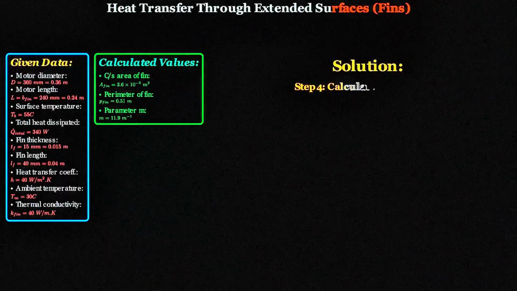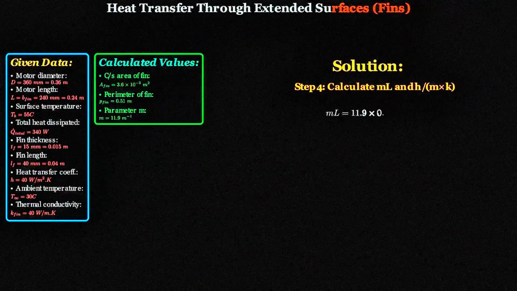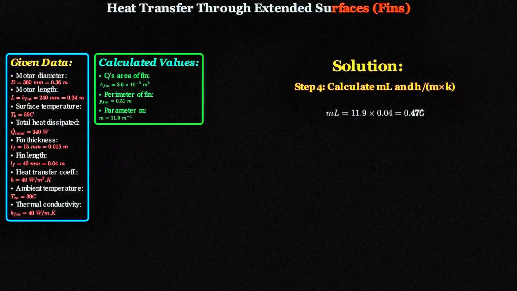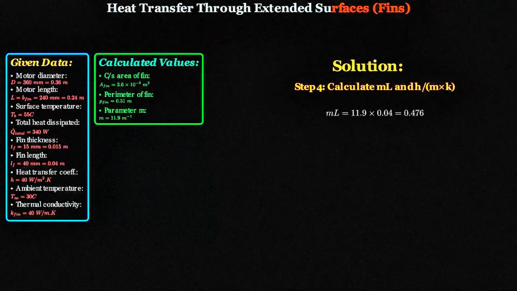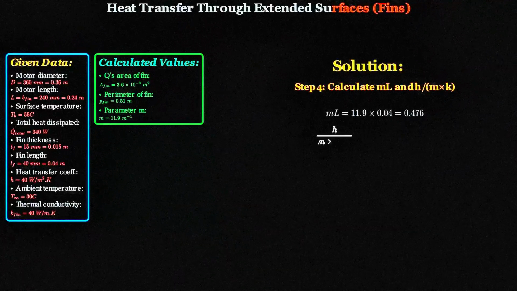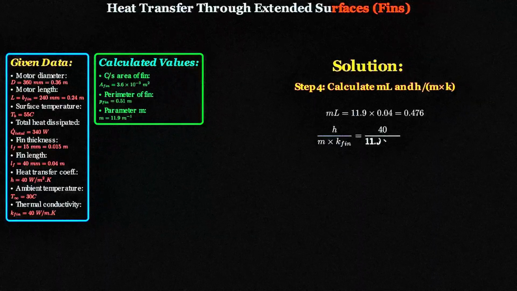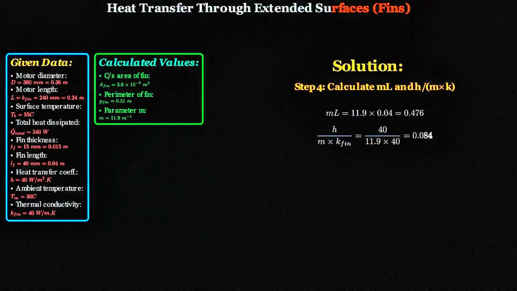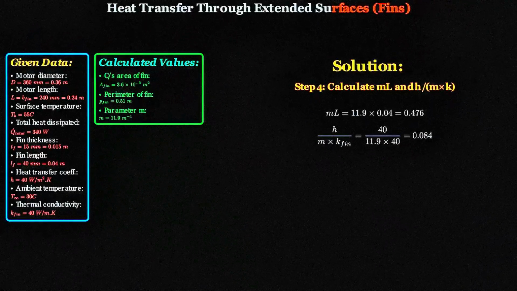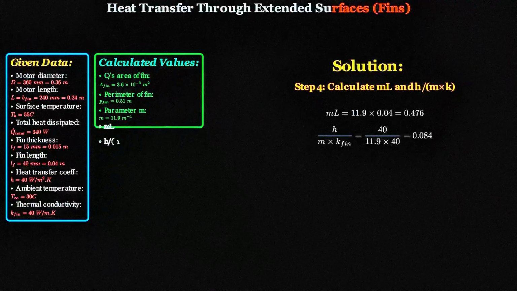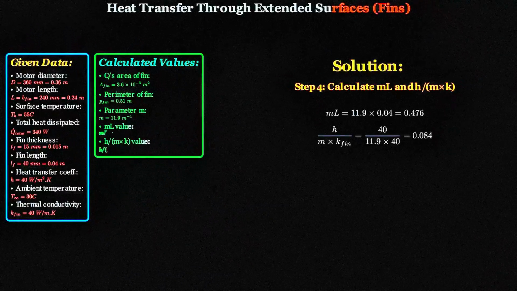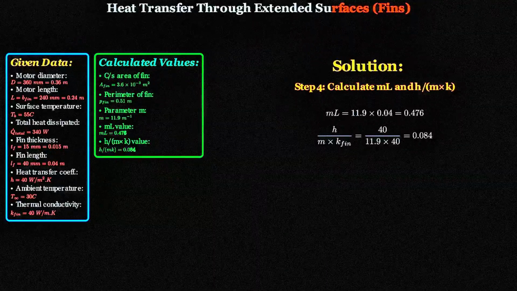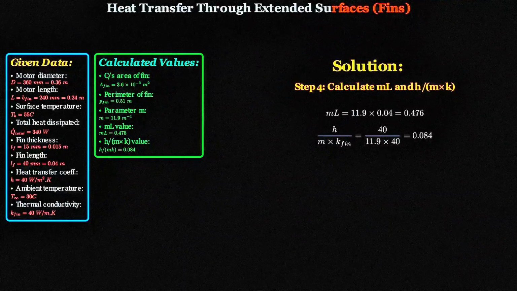Step 4. Calculate two dimensionless parameters needed for the fin efficiency formula. First, mL, 11.9 per meter times 0.04 meters equals 0.476. Second, h divided by m times k sub fin, 40 divided by the quantity 11.9 times 40, which equals 40 divided by 476, giving us 0.084. Both dimensionless parameters are now stored.